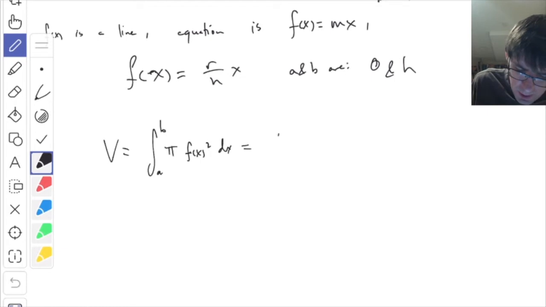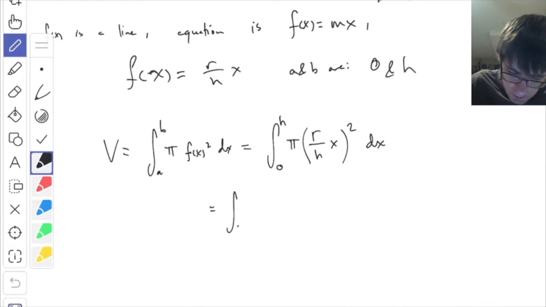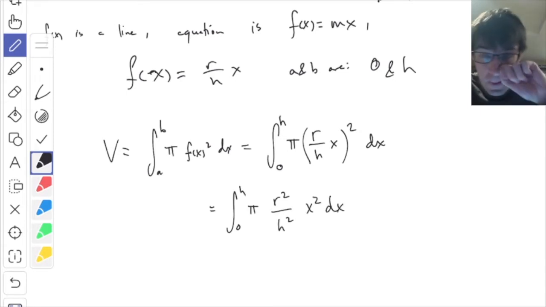Okay, when I plug in, I get the integral from 0 to h of pi times f of x, which is (r over h)x, squared. Don't forget the parentheses, it matters. When I have stuff inside parentheses in that way, you're just going to square everything you see here. So this is going to be the integral from 0 to h of pi r squared over h squared x squared dx.